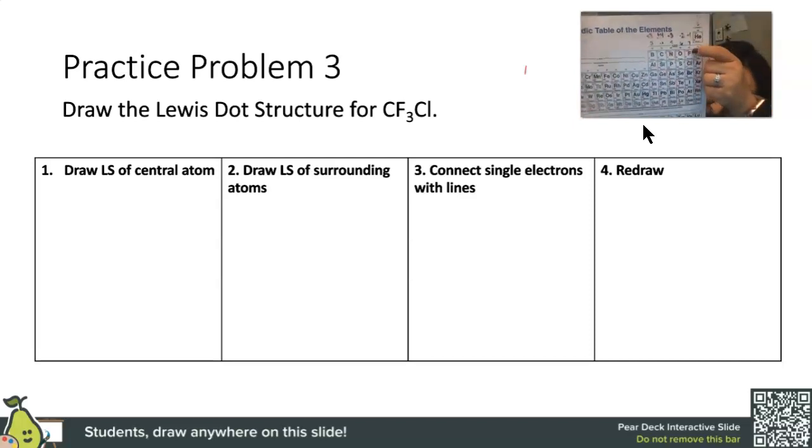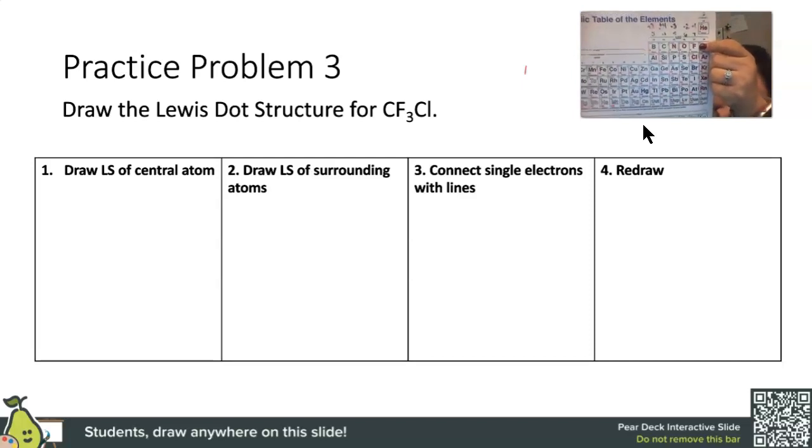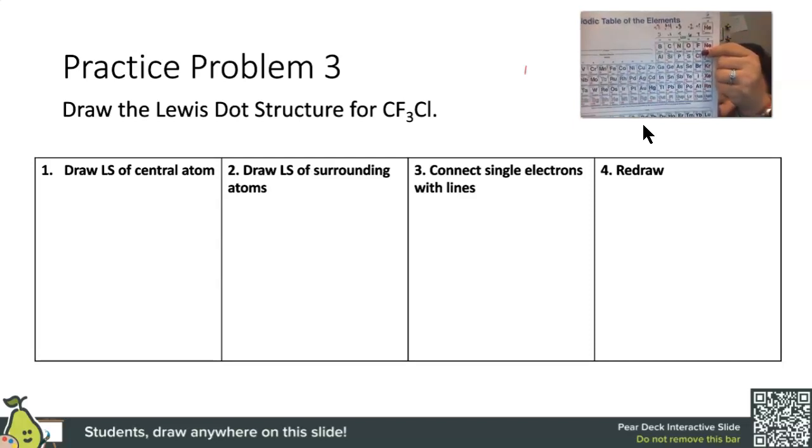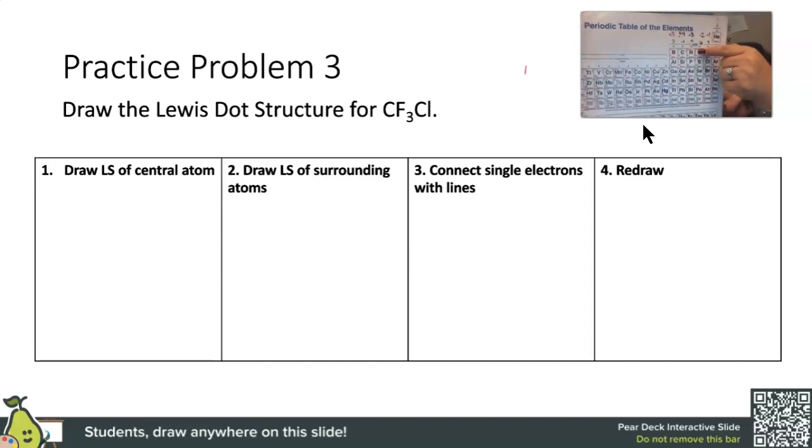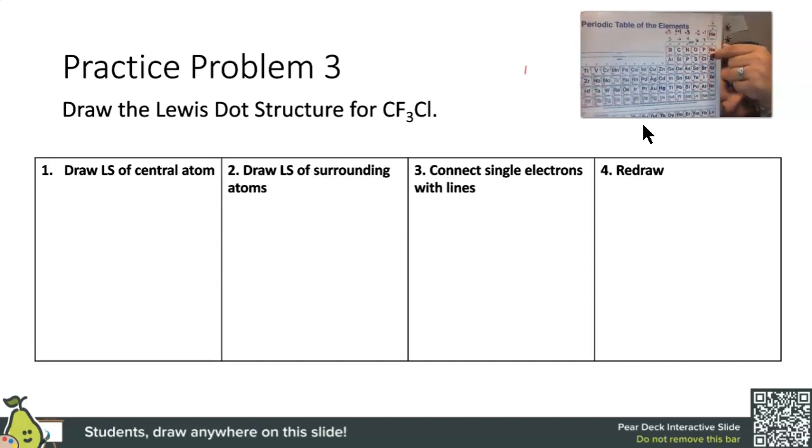Does everyone see where my fingers are? Fluorine is the most electronegative element. Now we want to pick the least. So chlorine is right below, which is very close, so it's also highly electronegative. And then you see carbon over here, which is a little bit further away. So which one's the least? Is it chlorine or carbon or fluorine?